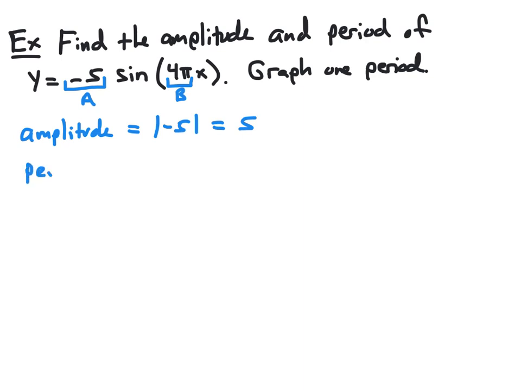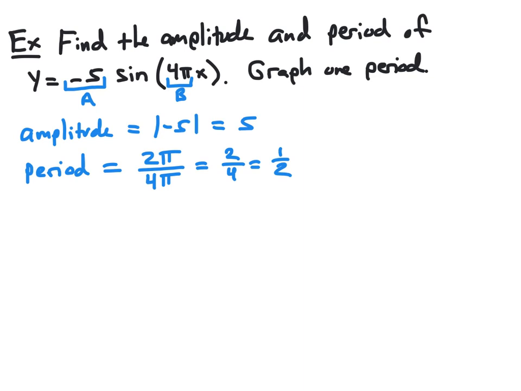For the period, we want to take 2 pi divided by the number b, and here the number b is 4 pi, so we have 2 pi divided by 4 pi. The pi's will cancel, leaving 2/4, or better known as 1/2. And so our period of this function is 1/2.